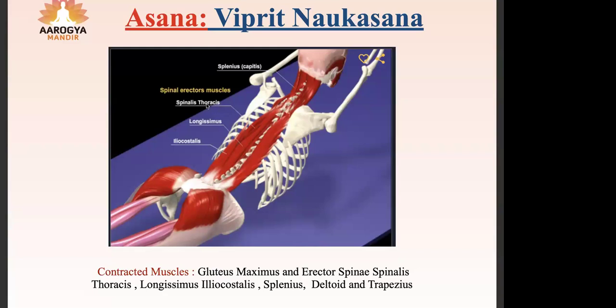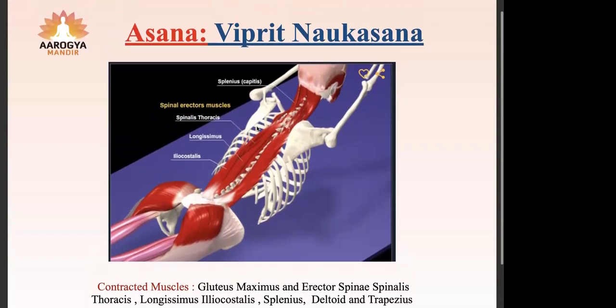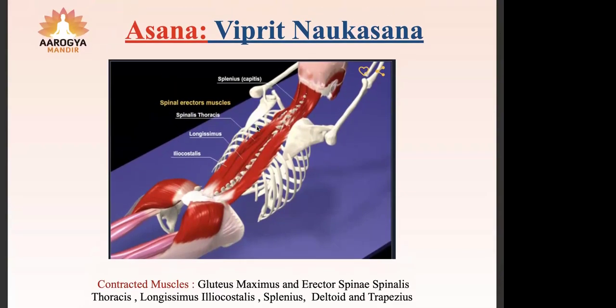See, you can see the spinalis thoracis, longissimus, and iliocostalis. And apart from that, you can see over the neck, the splenius capitis muscle. So these are the muscles getting contracted. I just wanted to show you a clear view of what are the actual muscles getting involved while doing the posture. So that should help you to understand.